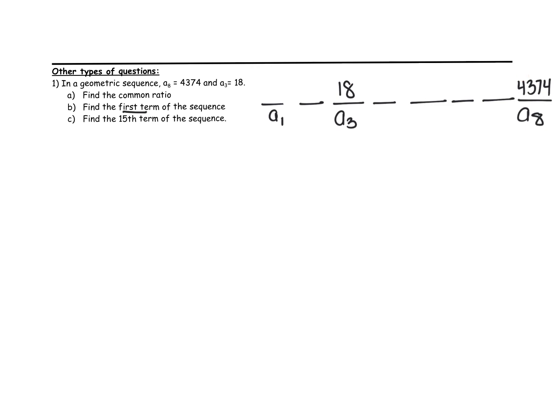So let's map it out. 18 times some common ratio will get us there, times some common ratio will get us there, and one last time will get us there. So technically here, I have 1, 2, 3, 4, 5 r's, which is the same thing as saying r to the fifth. So just like we did yesterday, we can just write it out. So 18 times r to the fifth must equal 4374.